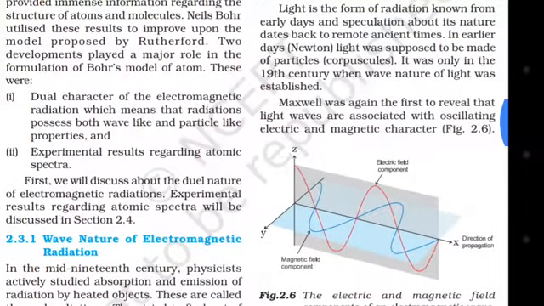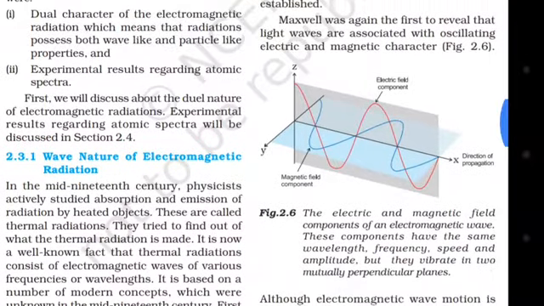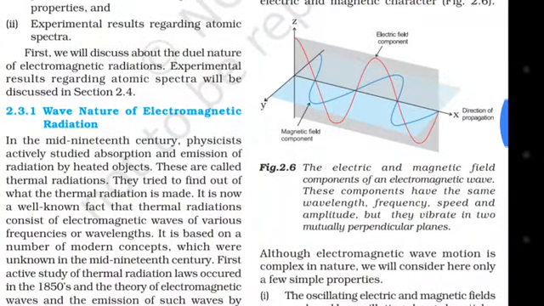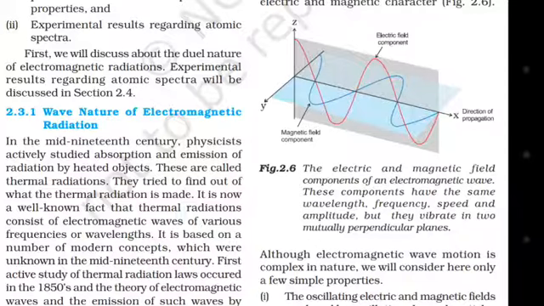Light is the form of radiation known from earlier days, and speculation about its nature dates back to remote ancient times. In earlier days, according to Newton, light was supposed to be made of particles, corpuscles. It was only in the 19th century that the wave nature of light was established. Maxwell was again the first to reveal that light waves are associated with oscillating electrical and magnetic character, figure 2.6. Figure 2.6: electrical and magnetic field components of an electromagnetic wave. These components have the same wavelength, frequency, speed and amplitude, but they vibrate in two mutually perpendicular planes.